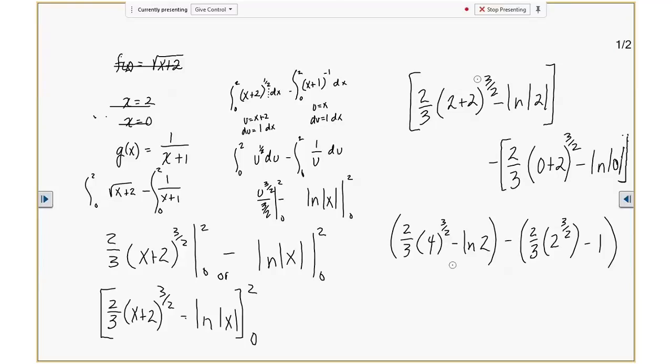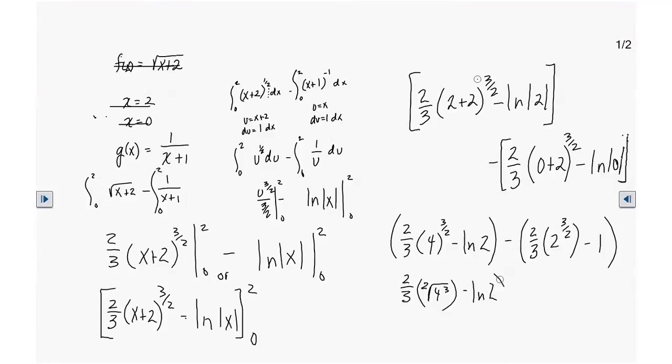Now 3 halves, that's exponent over index, so that's the square root of 4 to the 3rd power. 2/3 times the square root of 4 to the 3rd power, minus natural log of 2, which I have no idea what that is.